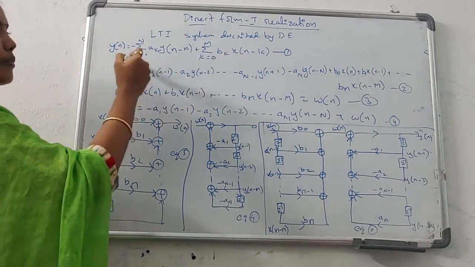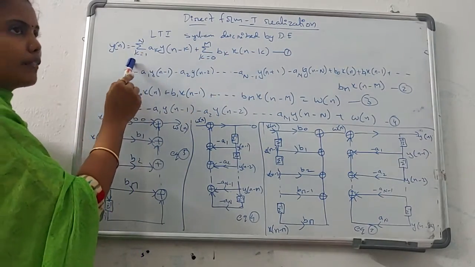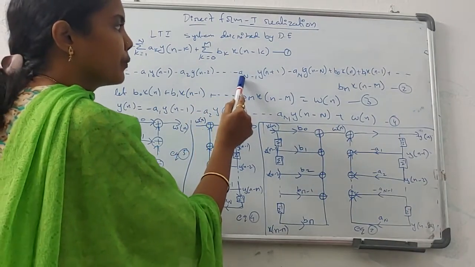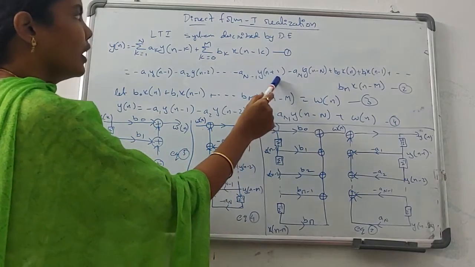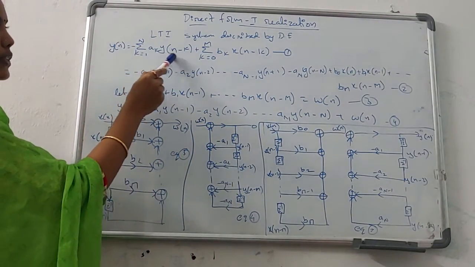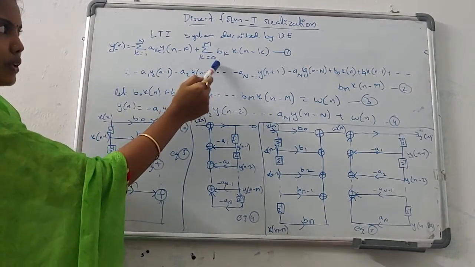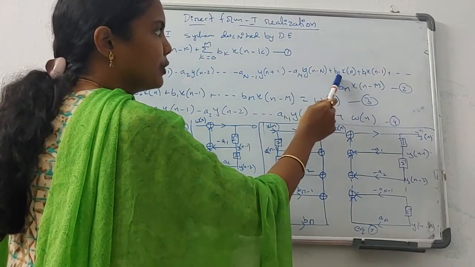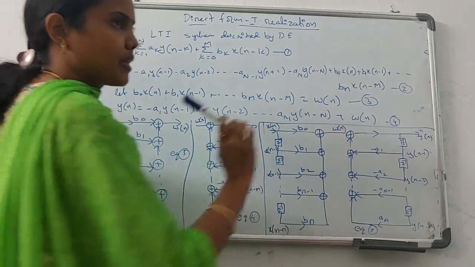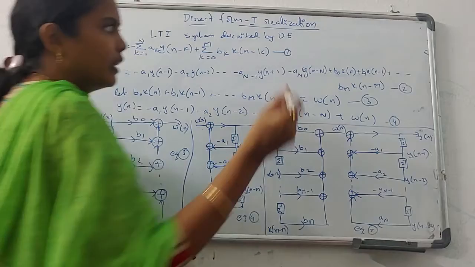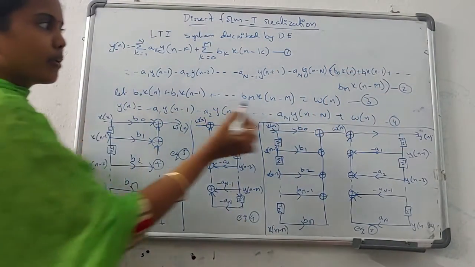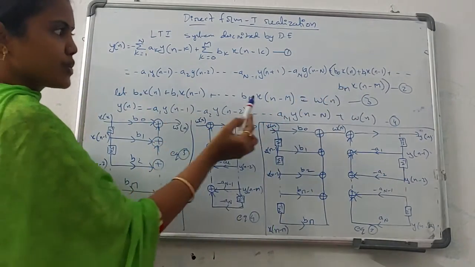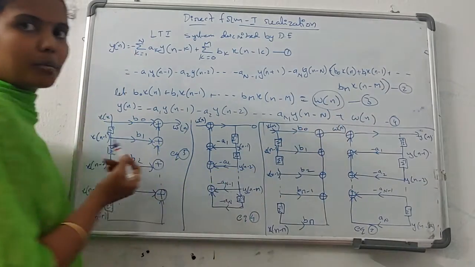Now expand this equation. After expanding you get minus a1 y of n minus 1 minus a2 y of n minus 2 and so on up to minus a N y of n minus N. Here the output takes the limits from k is equal to 1 to N, and the input from k is equal to 0 to M. Then plus b0 x of n plus b1 x of n minus 1 and so on up to b M x of n minus M. You have to consider this input part as w of n, that is b0 x of n plus b1 x of n minus 1 up to b M x of n minus M.